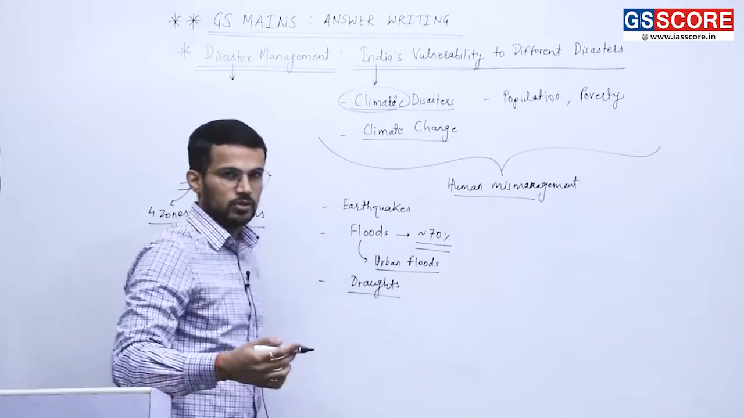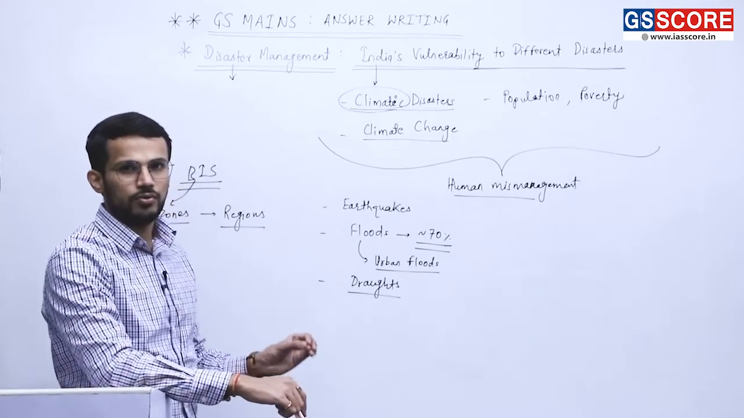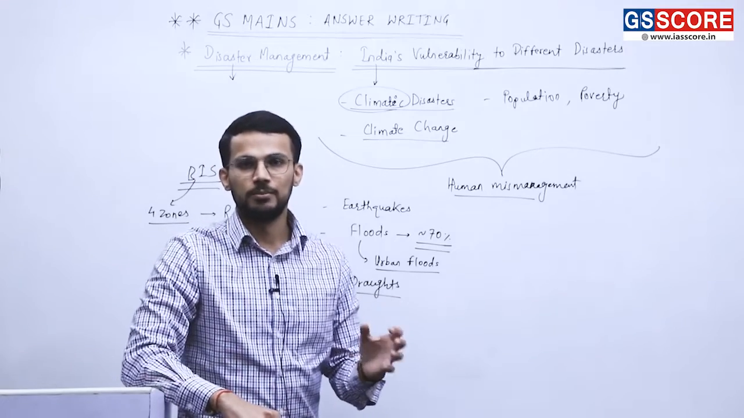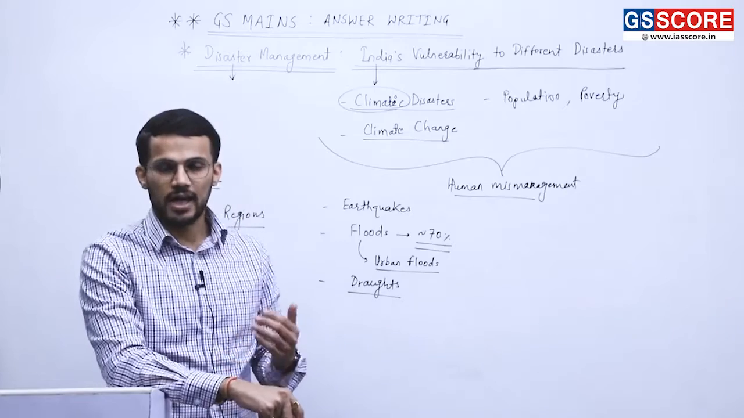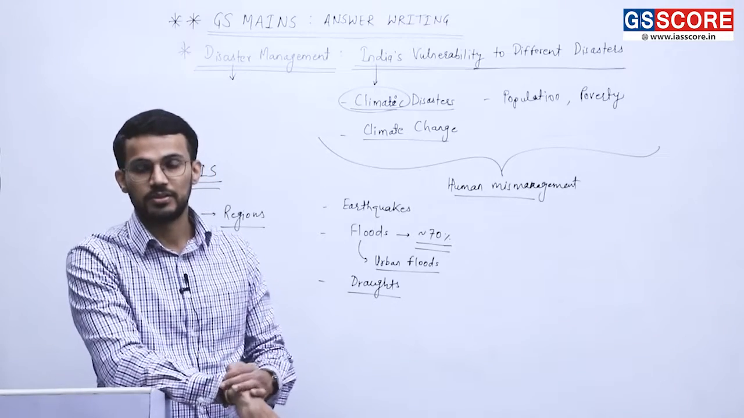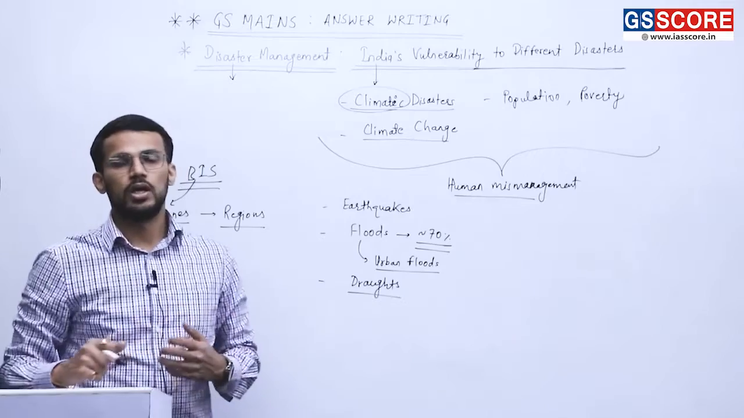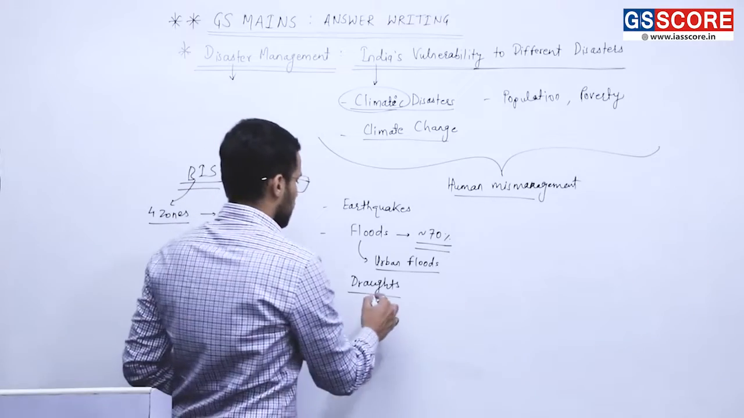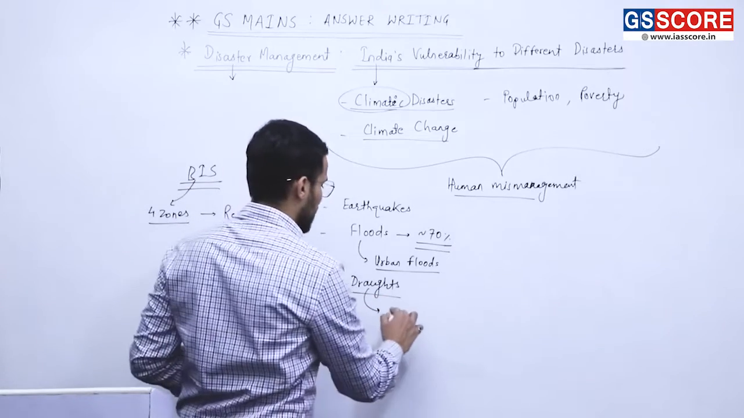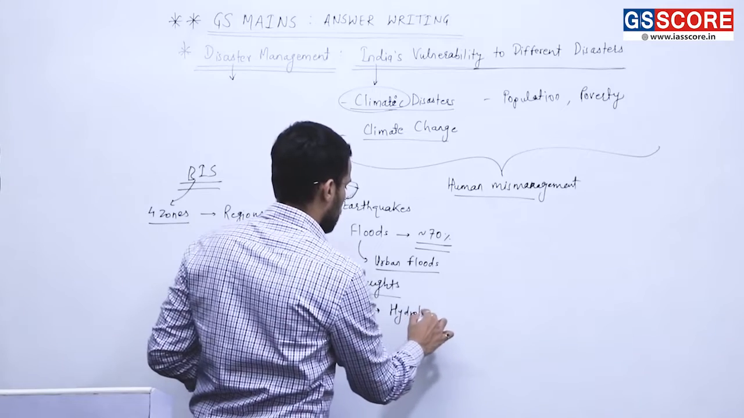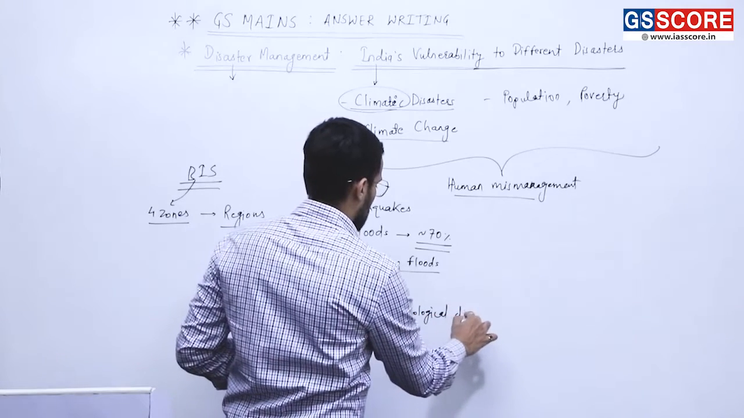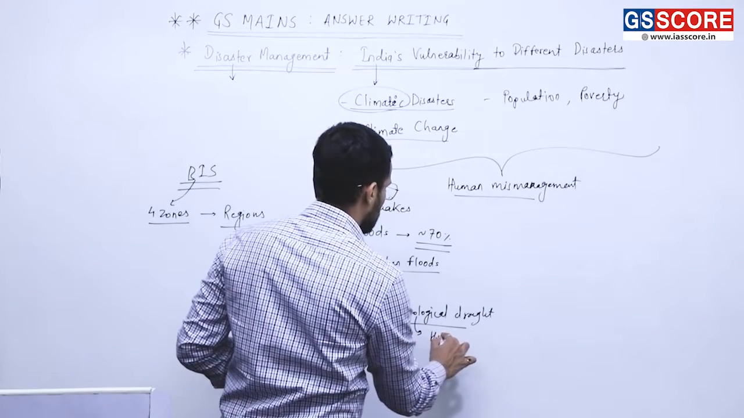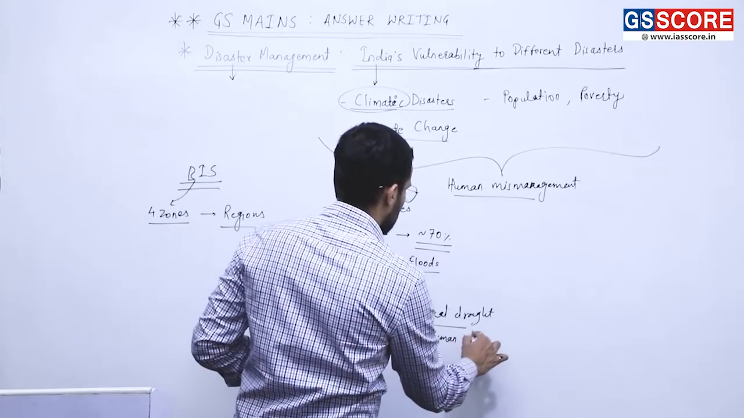Droughts, right? Because there are various parts of India which receive rainfall less than 50 centimeters. And as the rainfall is less than 50 centimeters, they are more vulnerable to the disaster called droughts, right? And added to that, there is a type of drought called hydrological drought. This hydrological drought more often than not is the result of human interference.